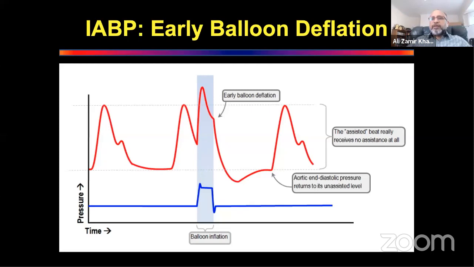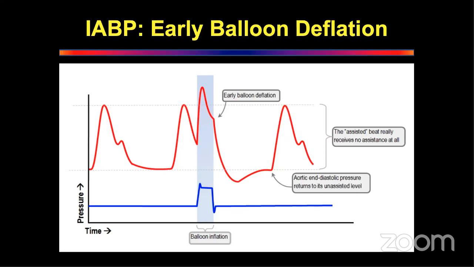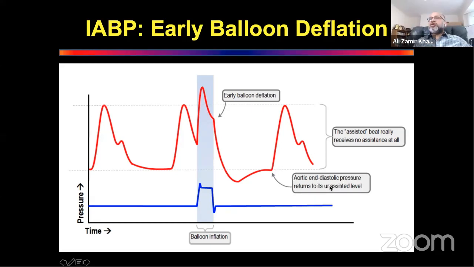If you deflate it before the peak of the R wave, what is the problem? Can somebody tell me? The advantage of falling aortic pressure, which we were getting, will not be obtained. Absolutely. The end diastolic pressure returns to its unassisted level. If you deflate the balloon early, then this decrease of the end diastolic aortic pressure is not achieved. You see, in the previous one, the end diastolic pressure was here, but here it is back to the same level as the unassisted one. Can you see that? So the assisted heart really receives no assistance at all.